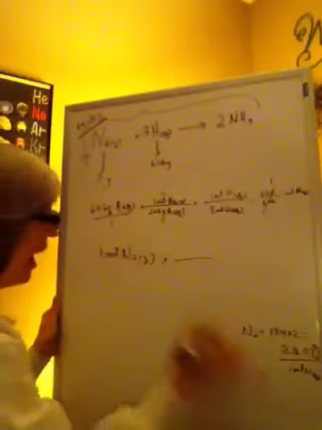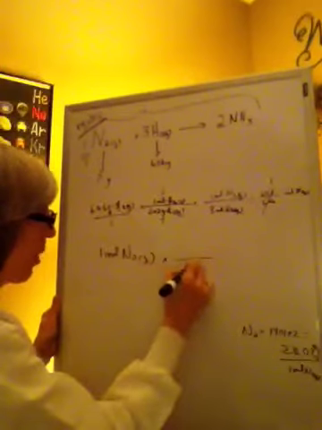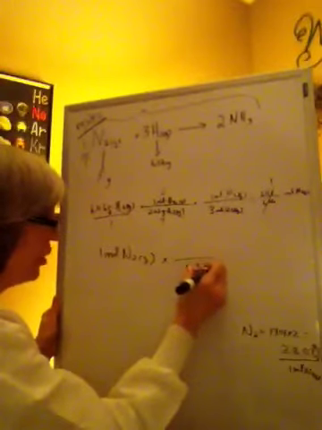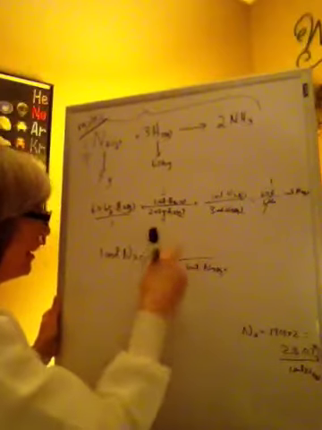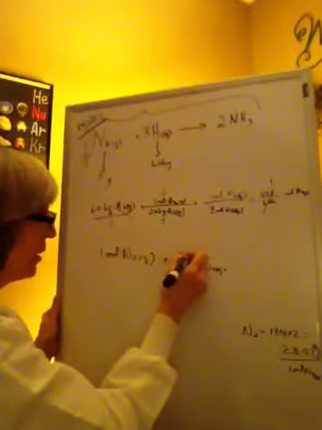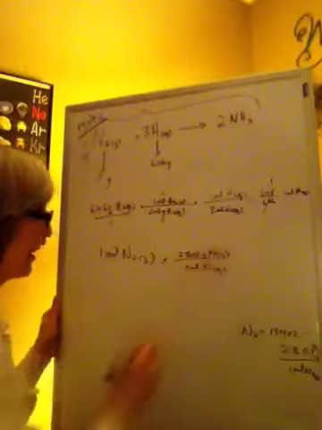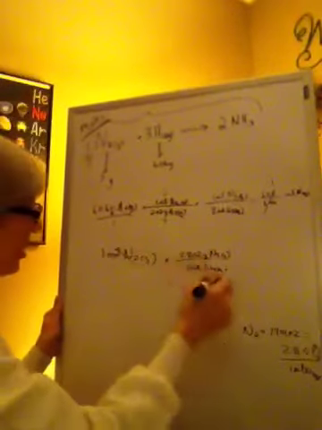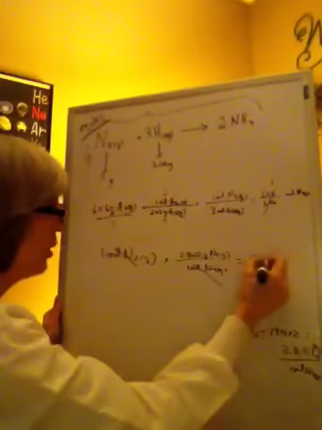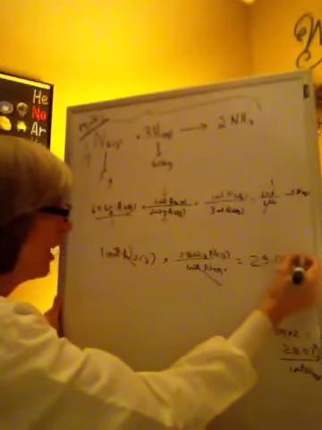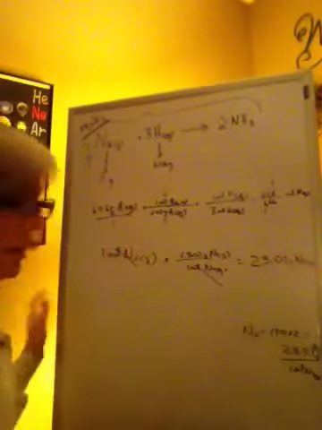So I know that my mole must go on the bottom. 1 mole of N2 gas is equal to 28.02 grams of N2 gas. My moles cancel, and I am left with 28.02 grams of N2 gas.